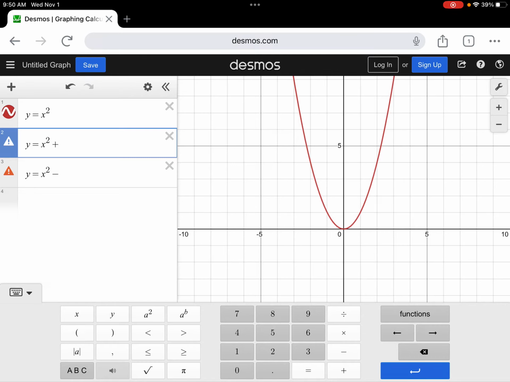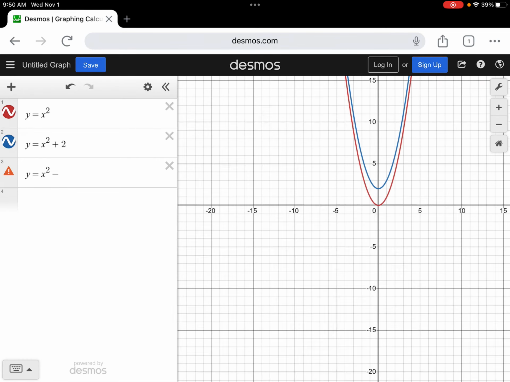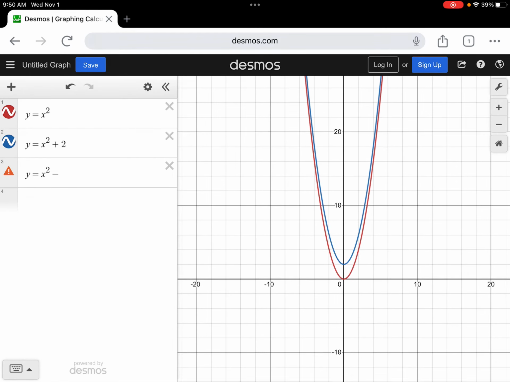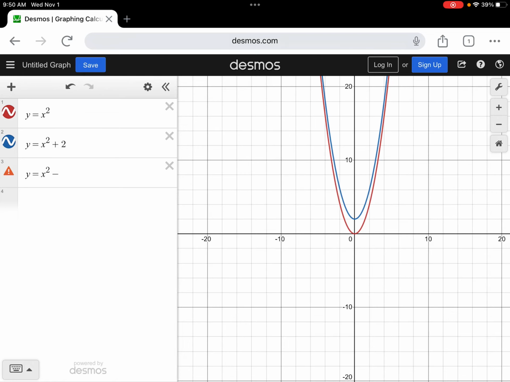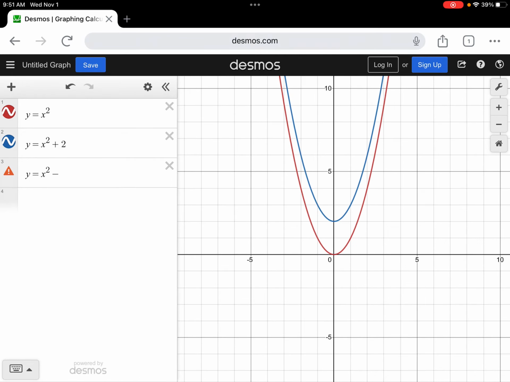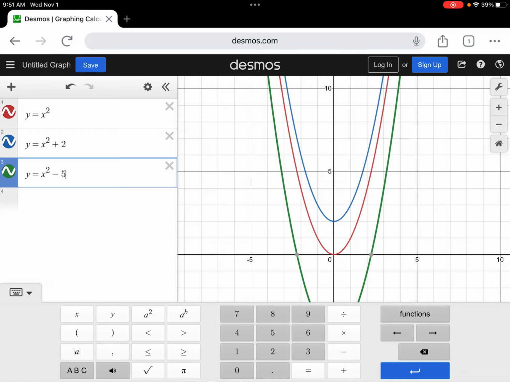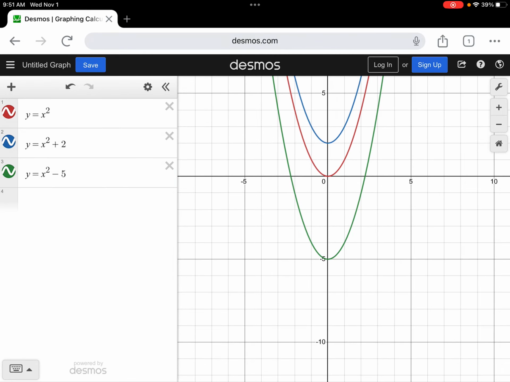Now if I put +2, all it's doing is, if I zoom out, moving the exact same graph up 2, which makes sense because it's y equals that value. Y equals x squared, well, then we're just adding 2 to all of those values. If I did y equals x squared minus 5, it's moved the graph down 5 because we're subtracting 5 from our final y values.